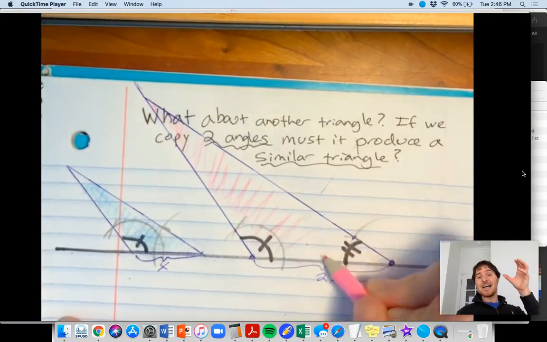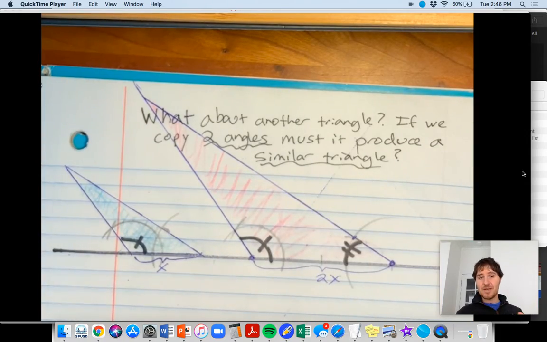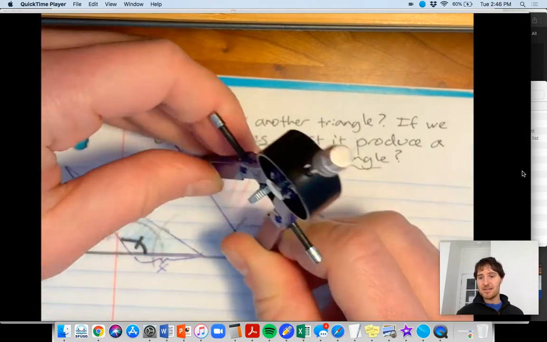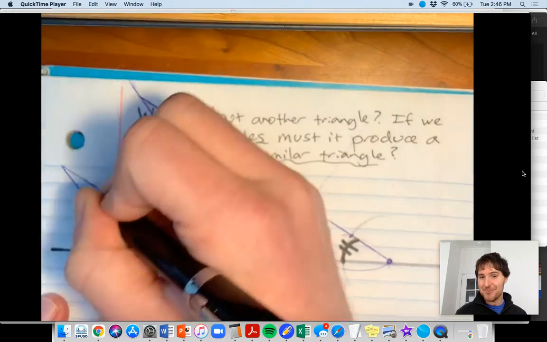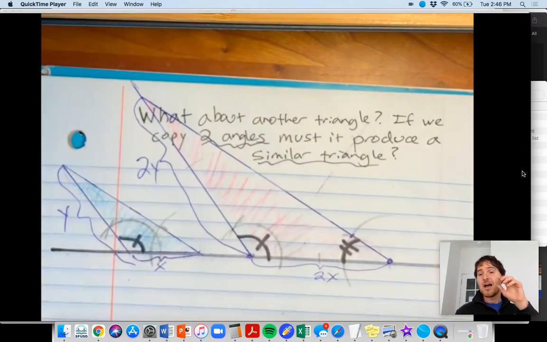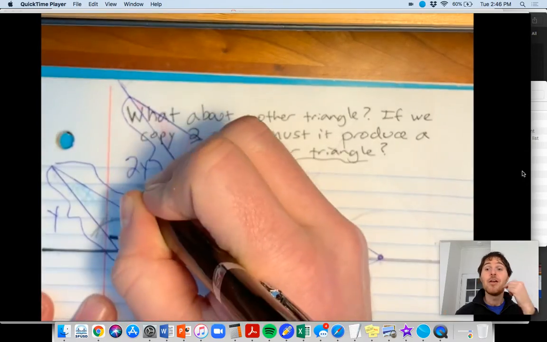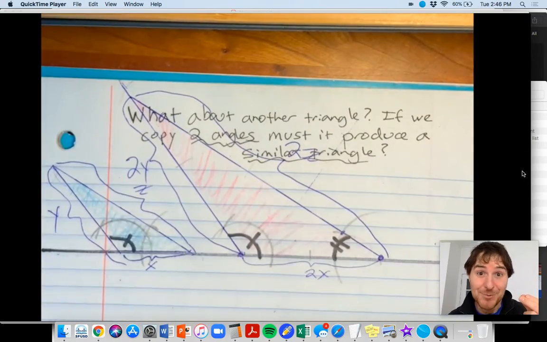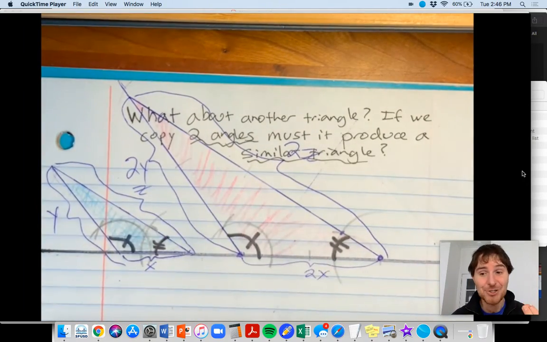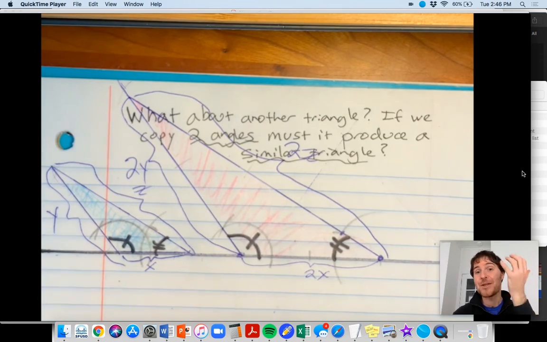All the angles would be congruent because we have copied two congruent angles, and the third angles, because we take that away from 180, would also be congruent. If we know two angles of one triangle are congruent to two angles of another triangle, those triangles must be similar to each other. That is the AA postulate that you learned in today's lesson. And there we go, you have it.